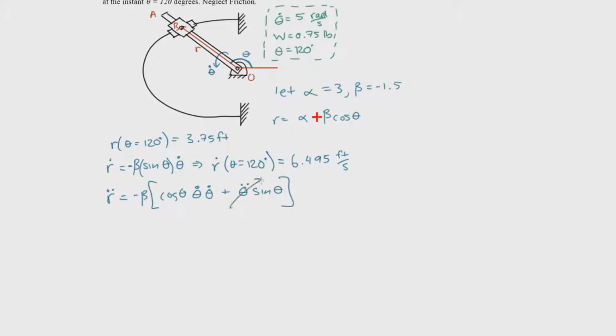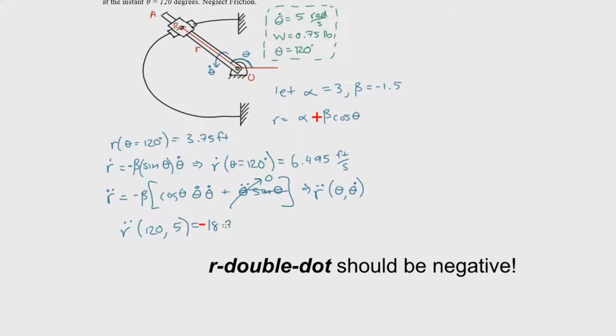And this value right here is going to be 0 because in the problem it said that it's rotating with constant angular velocity. So therefore there's no acceleration in the angular direction, so this whole term goes away. So from this equation, if we plug in the value of theta dot and theta, we're going to get 120 and then 5 radians per second, and that ends up being 18.75 feet per second squared.